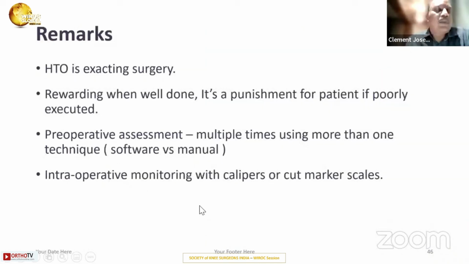So to come to the end, the tibial osteotomy is an exacting surgery. When well done, it's a rewarding procedure, but it's a punishment for the patient if it's poorly performed. Pre-operative assessment multiple times using more than one technique is very, very important. And intraoperative monitoring with calipers and cut mark scales have been very helpful in our practice. I wouldn't recommend using the cable method or long rod as a primary way of assessing your correction, especially when you're not doing a pre-operative workup.